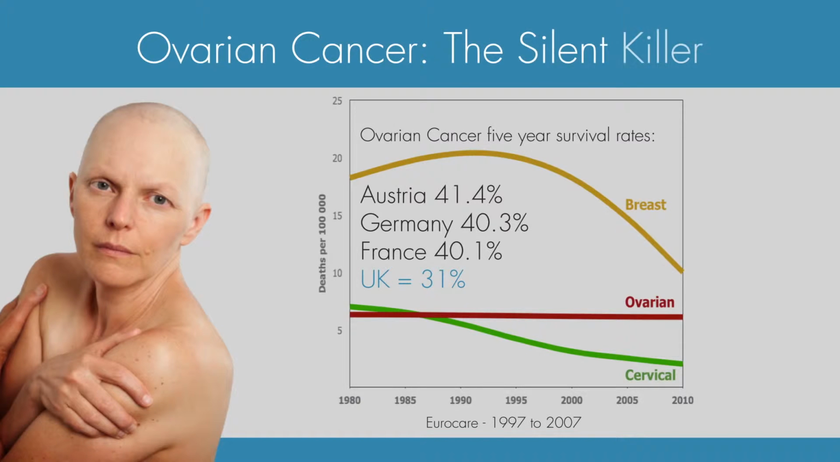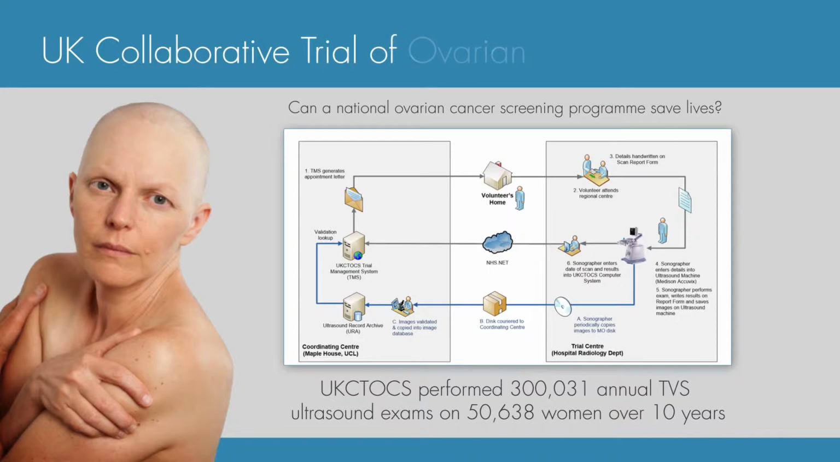Over the last 30 years, very little progress has been made in increasing survival rates for ovarian cancer, and the chance of a woman surviving in the UK is significantly less than in countries like Austria, Germany or France. It has been proposed that a national screening programme for ovarian cancer might improve survival rates. Therefore, a large-scale clinical trial was set up in the UK to answer the question, would screening save lives?